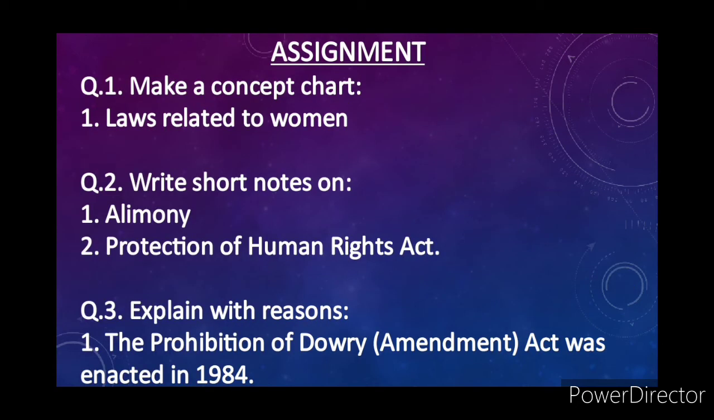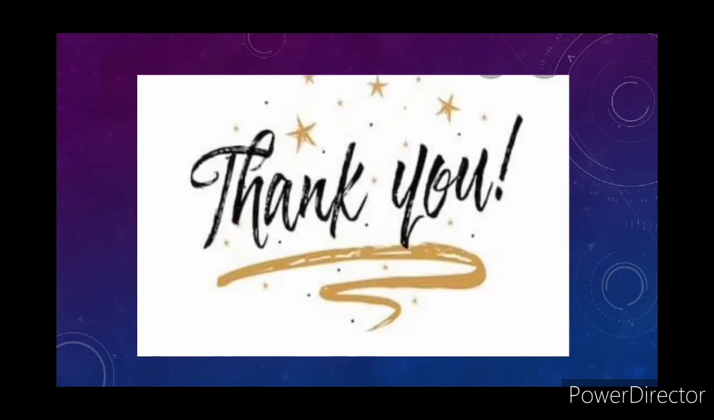Here we come to an end of part 2 of lesson number 6. Children, I am giving you an assignment based on the taught portion, in which question number 1 is make a concept chart of laws related to women. Question number 2, write short notes on: first is alimony, second is Protection of Human Rights Act. Question number 3 is explain with reasons: first, the Prohibition of Dowry Amendment Act was enacted in 1984. So children, read the taught portion thoroughly, solve the assignment in your register and study. Thank you and God bless you.